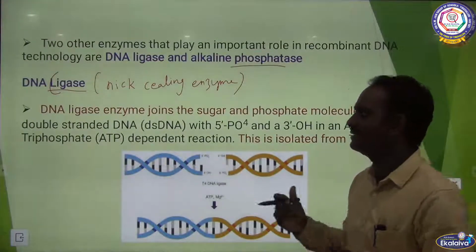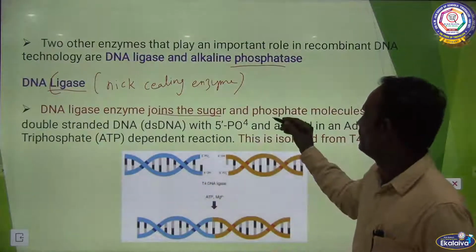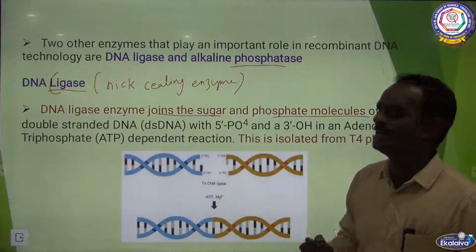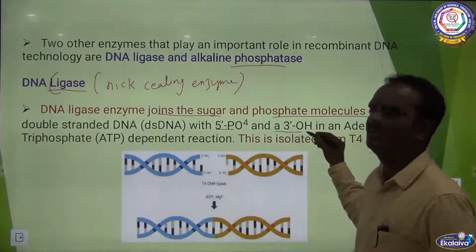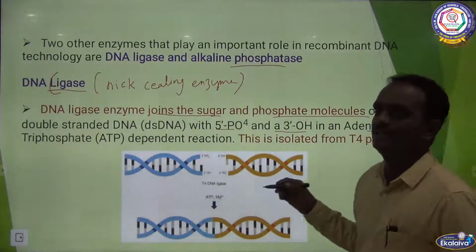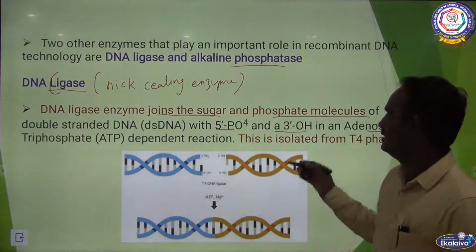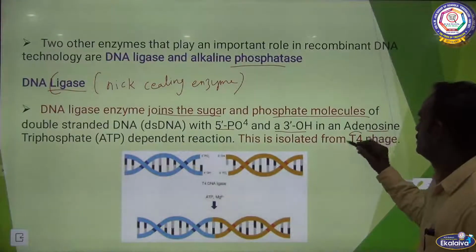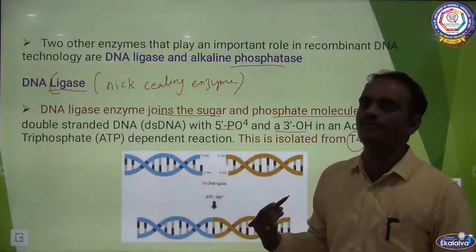Clear? Yes. DNA ligase enzyme joins the sugar and phosphate molecules of double stranded DNA with 5' phosphate and 3' OH end in an adenosine triphosphate dependent reaction, an ATP dependent reaction. This is isolated from T4 phage. So DNA ligase enzyme is isolated from T4 phage.